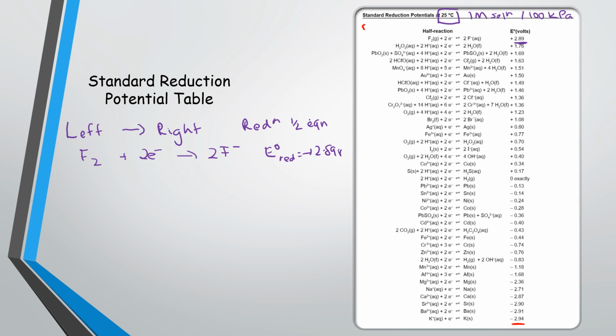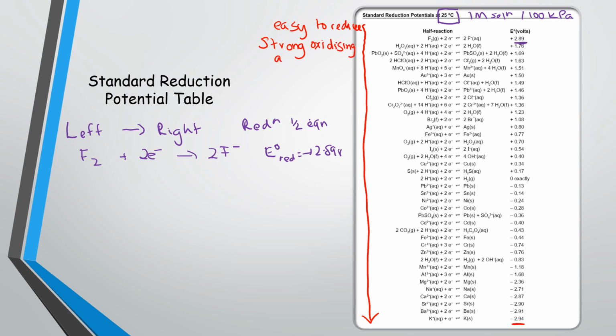So I want you to write this on your table. Going down the table, at the top we have easy to reduce, which makes it a strong oxidizing agent. Whereas at the bottom, they're hard to reduce, which makes it a weak oxidizing agent.